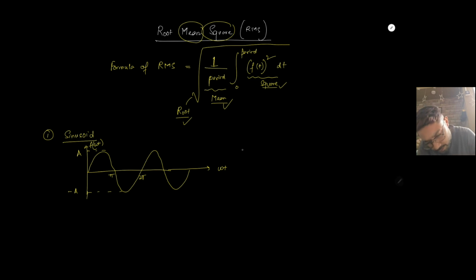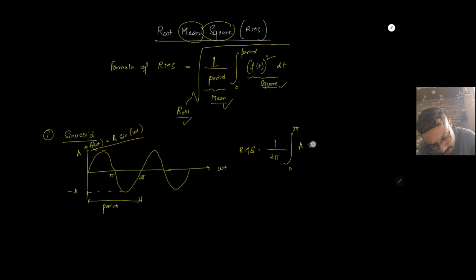Okay, to find the RMS, what we will do is this, 1 by period. What is the period here? This is the period. Twice pi is the period, 0 to twice pi. What is the value of the function? Formula of the function is A sine omega t. Okay, we can write it here, A sine omega t to be whole square, d omega t, and we'll place a root over it. Okay, let's break it down and see what we come across.